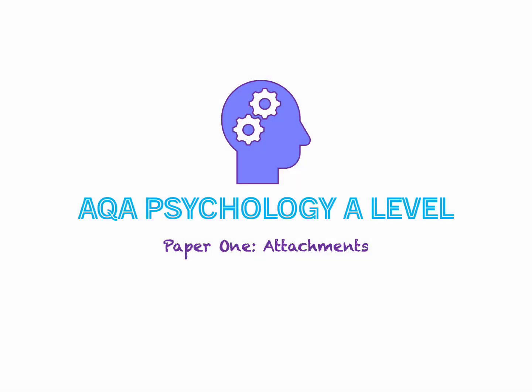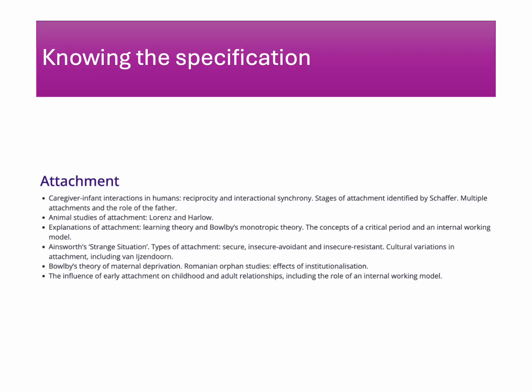This is an AQA Psychology A-level revision video for the paper 1 topic of attachments, with a specific focus on animal studies. So let's have a look at where animal studies sit on the bigger picture of the attachment specification. There are 2 animal studies that you will be expected to be able to describe and evaluate, and they are Lorenz and Harlow's animal studies.